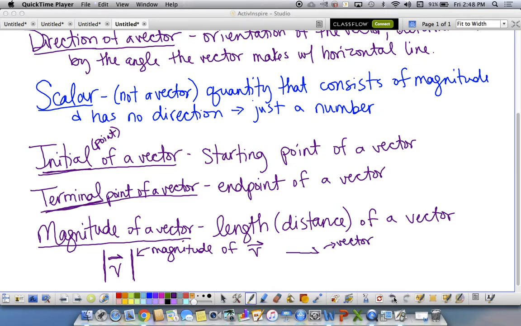Now we're going to unpack this and we're going to look at some different things. How do we name a vector? Can we find the magnitude of the vector? Okay, so here's just definitions that are going to help us starting out.